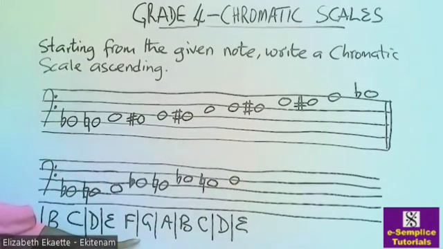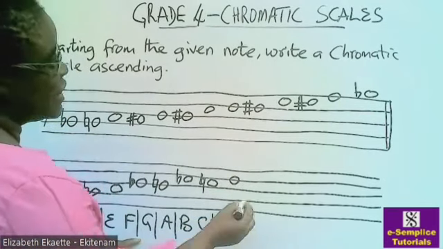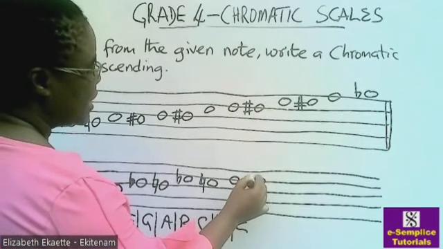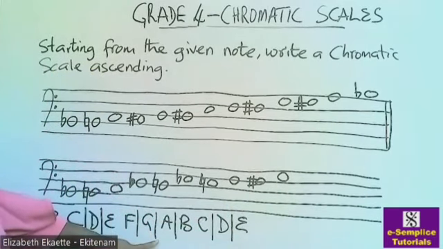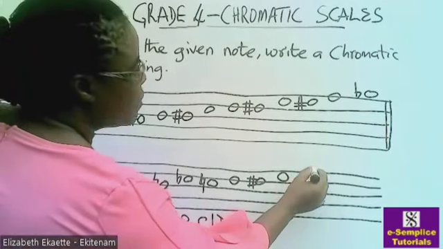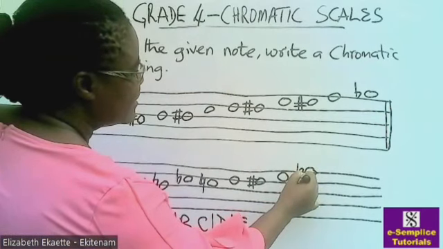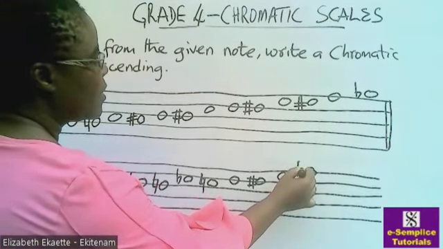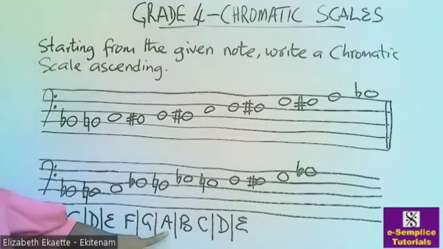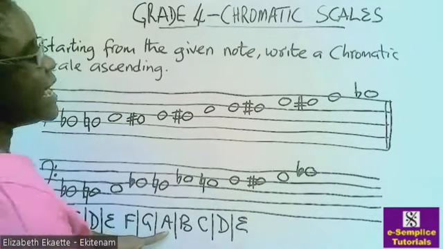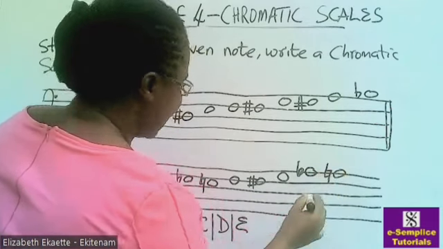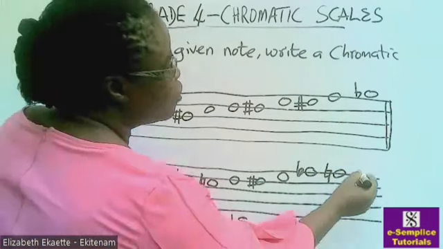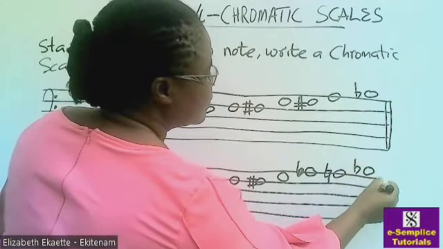After F, I can decide to do F sharp, then a G. After a G, I can decide to do A flat. So I can decide to do A flat here. And after A flat, I have an A, which is with a natural sign. After the A, I end up with B flat.